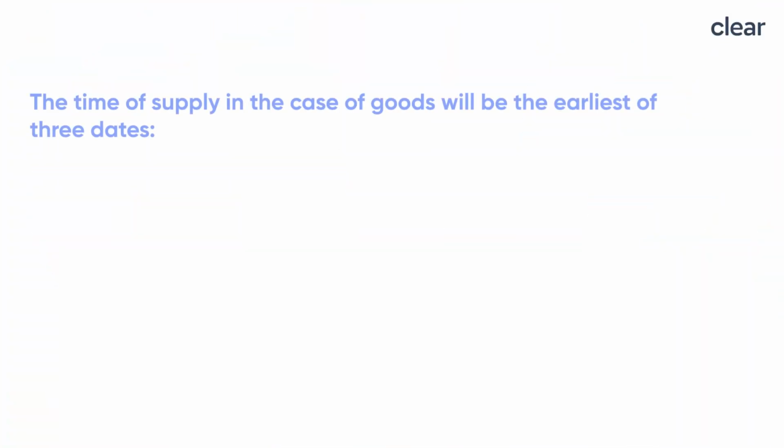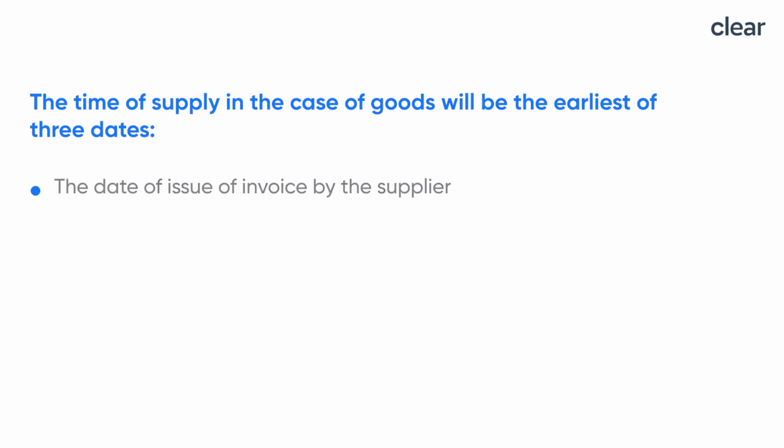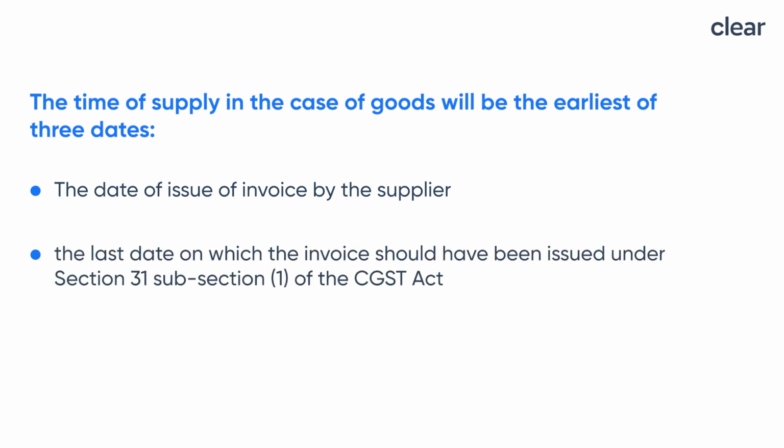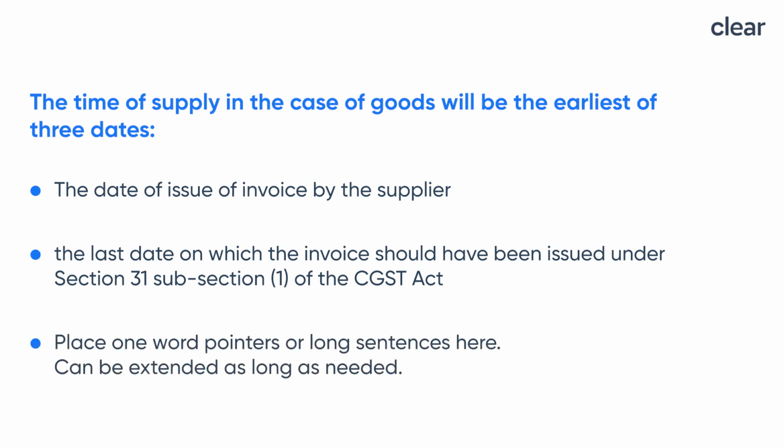Determining the time of supply varies for both goods and services under GST. First, let's understand how to determine the time of supply in case of goods. So, the time of supply in the case of goods will be the earliest of three dates. Number one, the date of issue of invoice by the supplier, or number two, the last date on which the invoice should have been issued under section 31(1) of the CGST Act, or number three, the date of receipt of payment with respect to that supply.